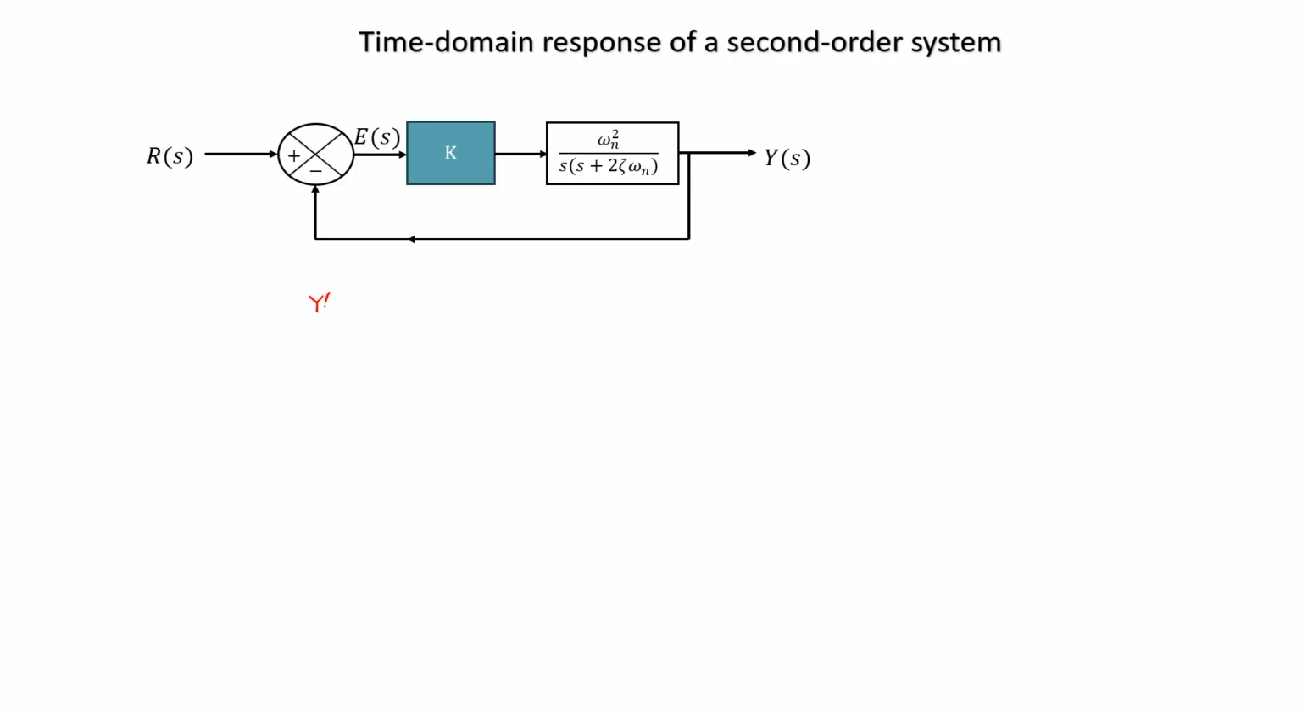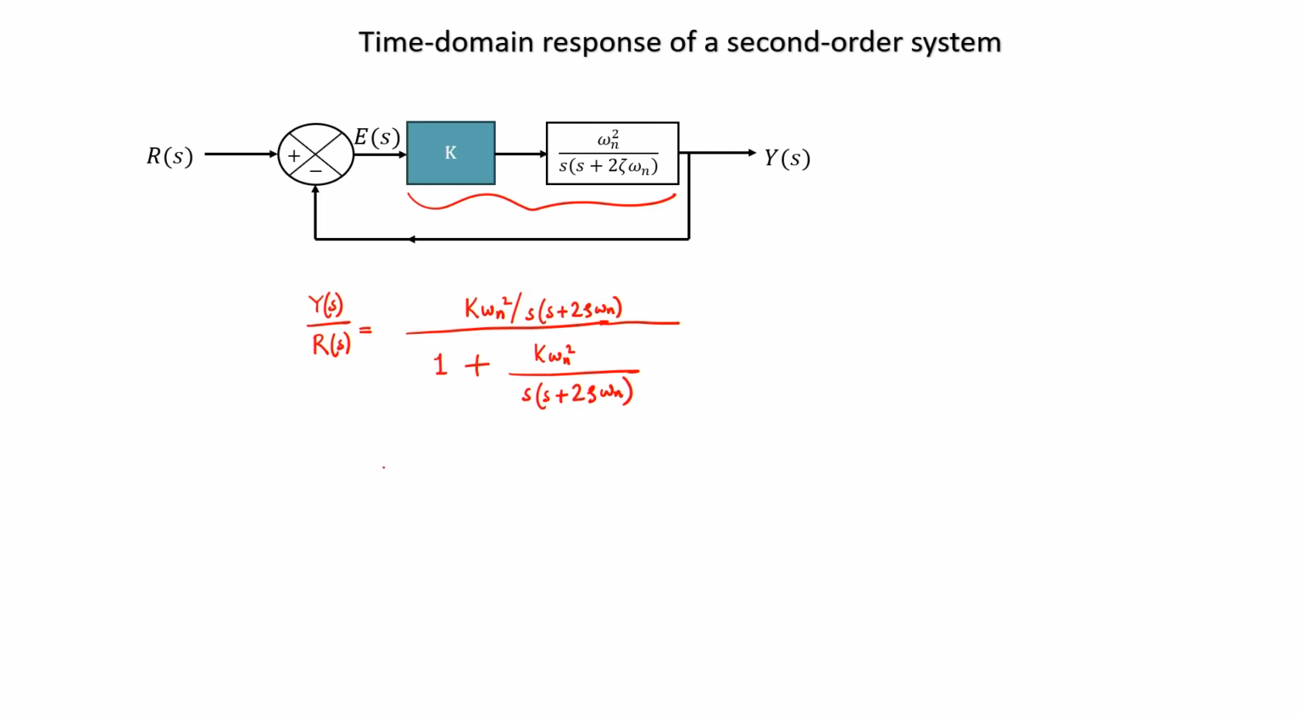So, the overall transfer function of this system will come out to be Y(s) by R(s) is equal to k omega n square by s into (s plus 2 zeta omega n), because this is G(s) in this case. So, the G(s) is the product of these two. Now, 1 plus G is k omega n square by s into (s plus 2 zeta omega n). So, finally, what is the expression we get? The expression we will get is k omega n square divided by s square plus 2 zeta omega n s plus k omega n square.